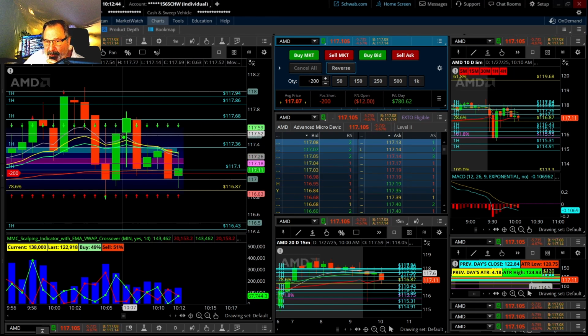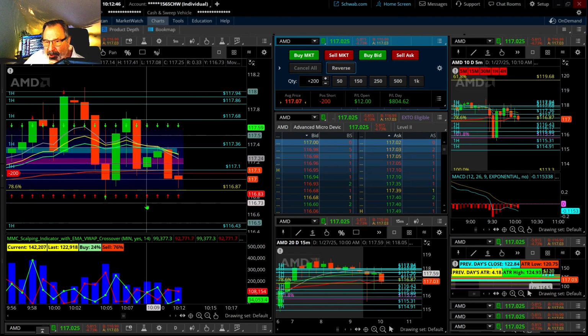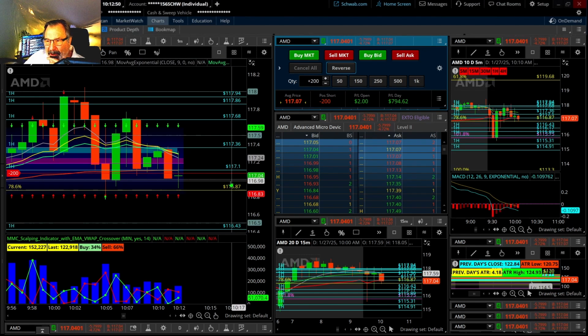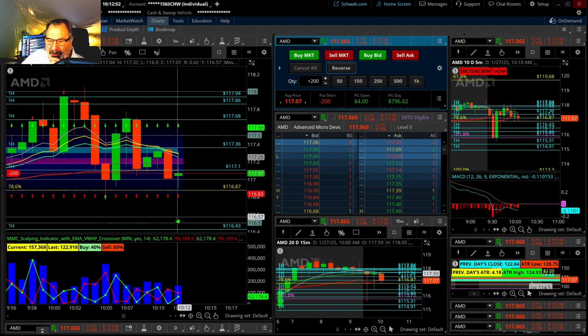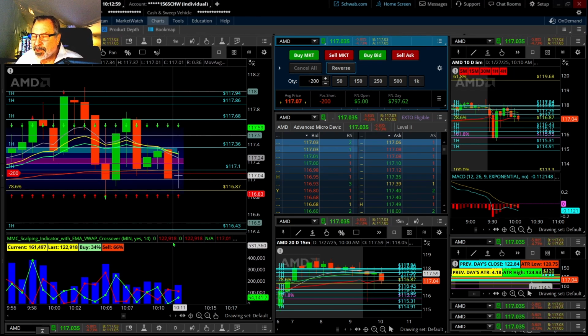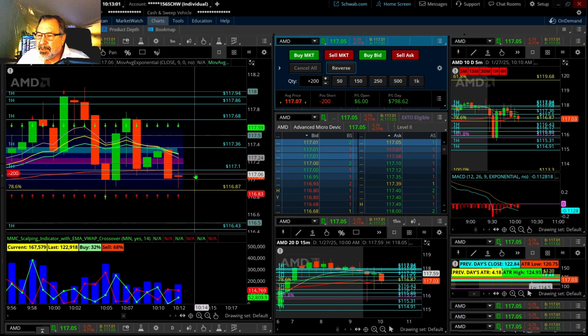A bit of a tweezer move here and a tweezer move here. We have a doji on the 5-minute telling you it's going to go long again. But overall, the sellers are telling us that it's going to go down still. So that's what we're looking at now. Oh, boy.